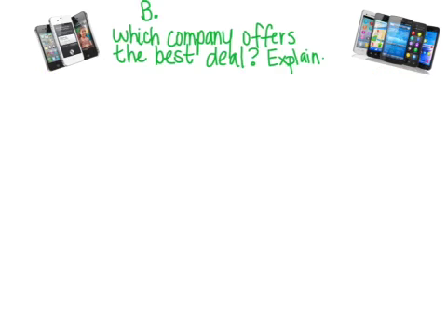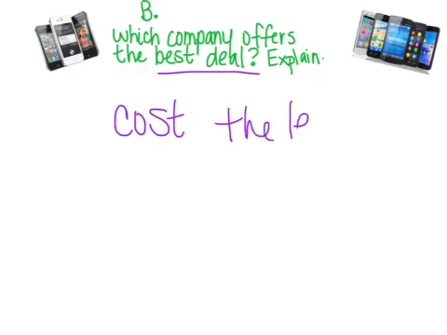Question B just asks which company has the best deal. If you remember in class on Friday, we focused on this with batteries. The best deal is the one that costs the least amount per hour.